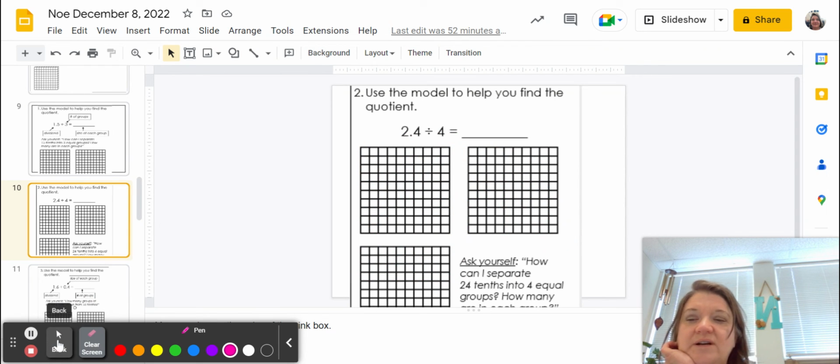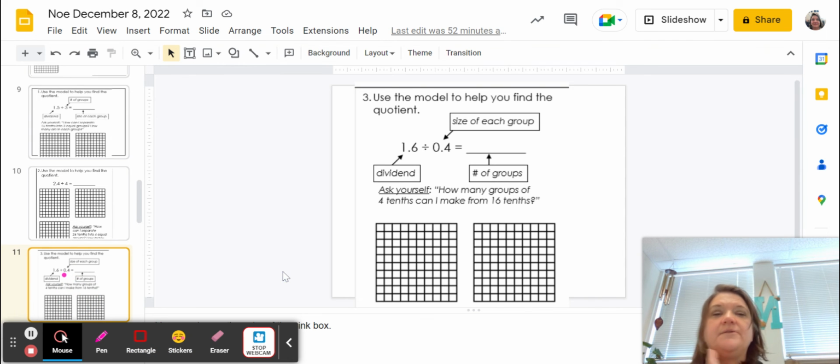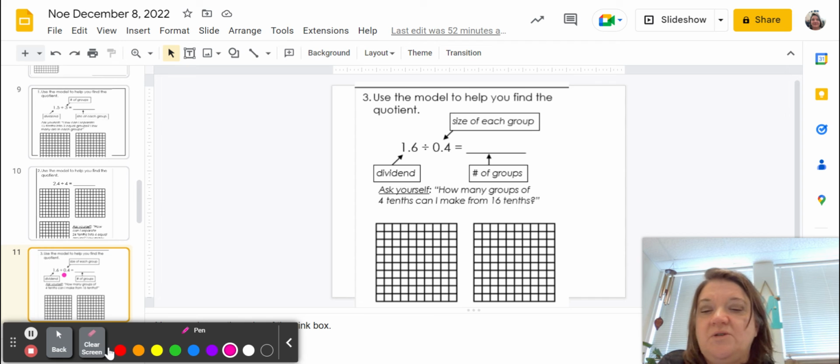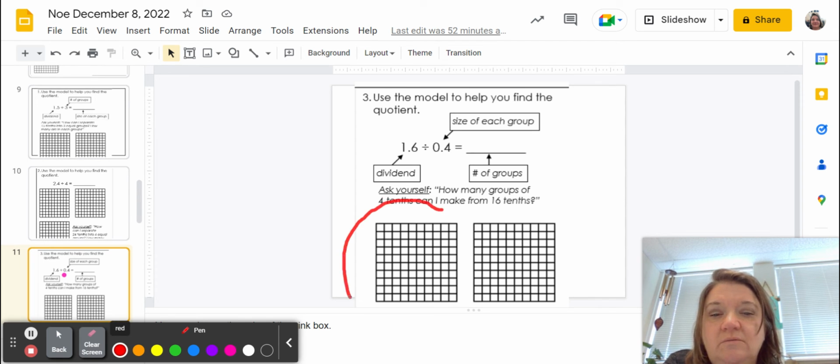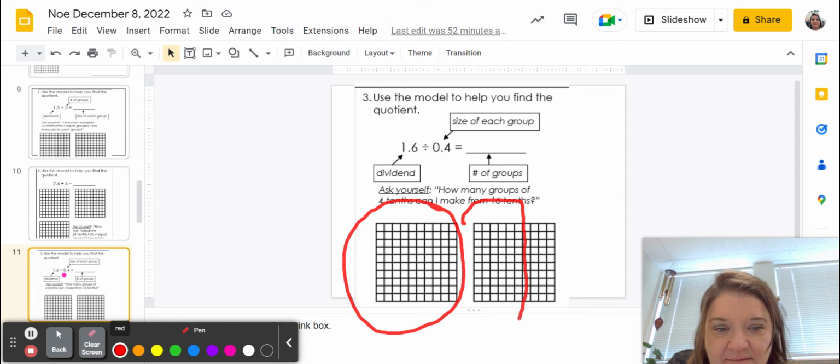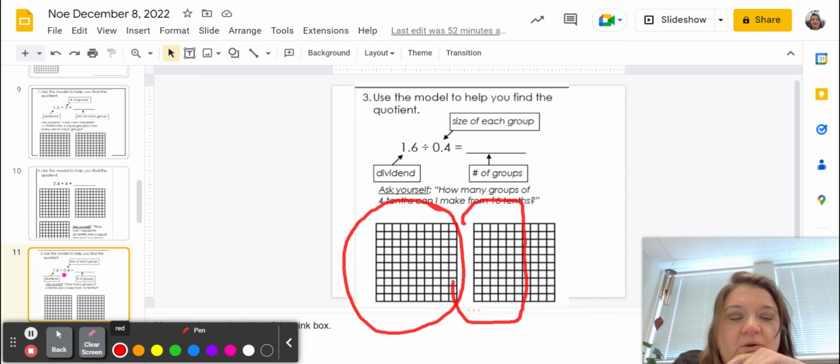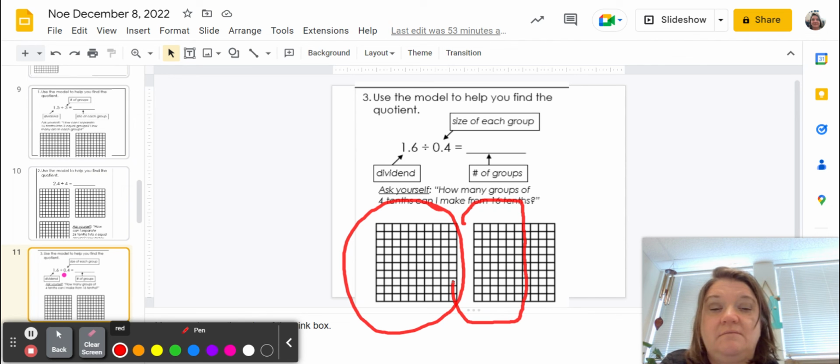Okay, and then I'll do one more because it's a little bit easier. Use the model to help you find the quotient. So I need 1 whole and 6 of these, 6/10. 1 whole and 6/10, and then I'm dividing them into 4/10. You see that? This one's a little bit different. I'm not dividing them into 4 groups. I'm dividing them into groups of 4/10.